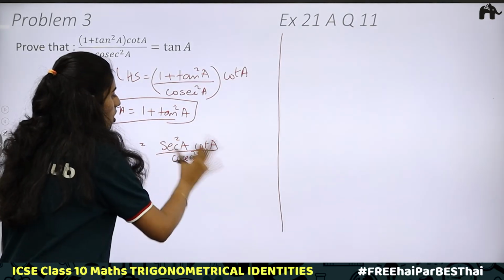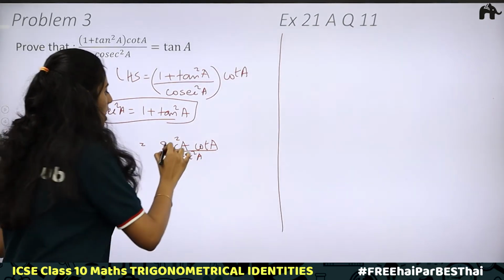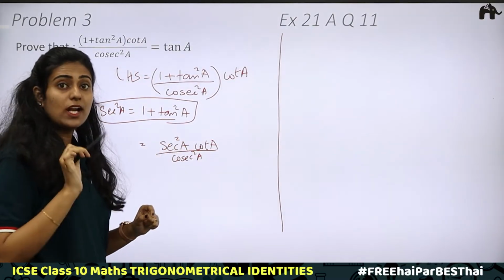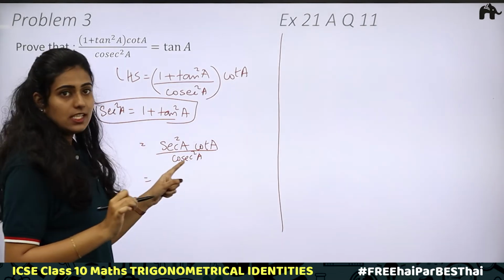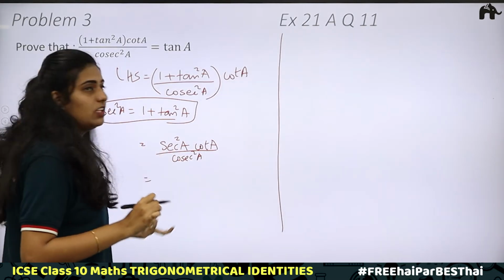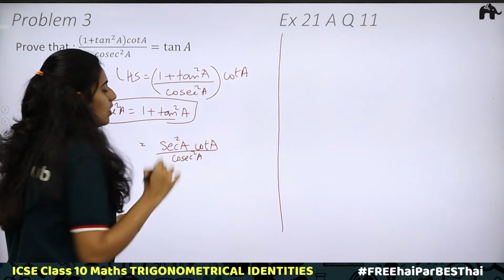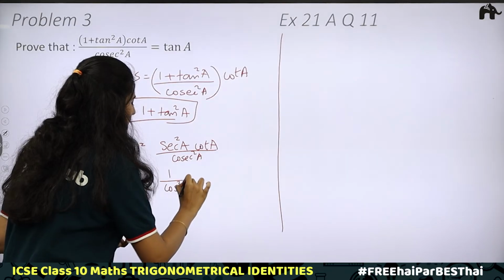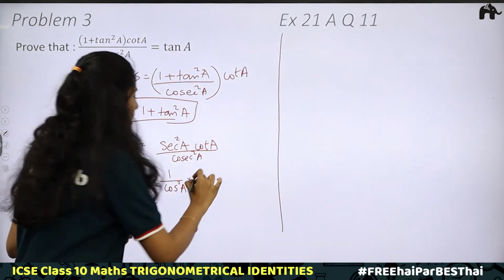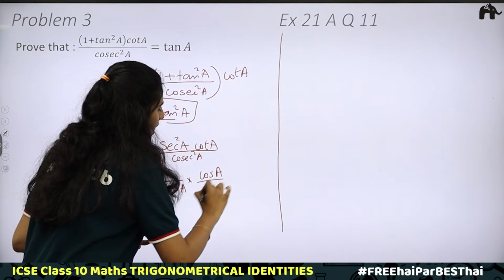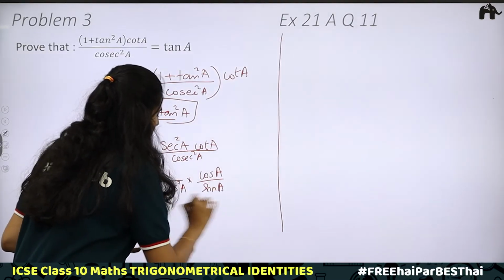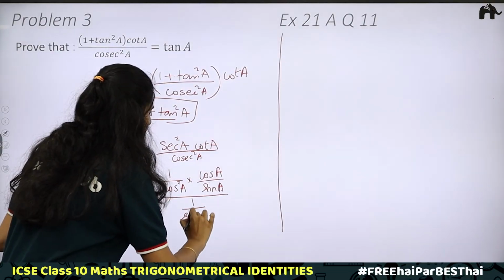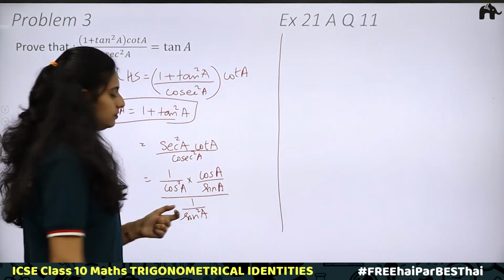Now, we will be changing all these to sin and cos term. How is sec A related to sin and cos? Sec square A can be written as 1 by cos square A. Since sec A is the reciprocal of cos A, sec A will be equal to 1 by cos A and sec square A will be 1 by cos square A. 1 by cos square A into cot A will be cos A by sin A divided by cosec square A. Cosec square A will be 1 by sin square A.